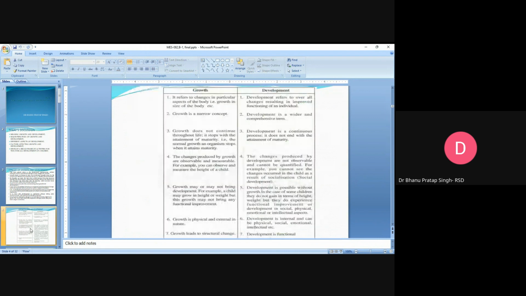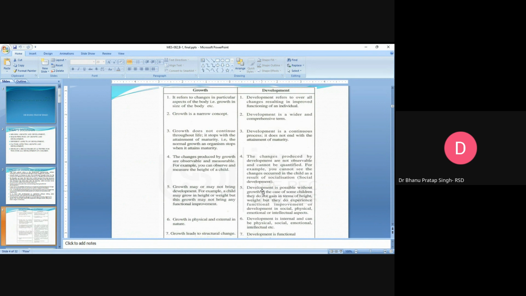So this is the basic table differentiating between growth and development. We will take them simultaneously. First of all, growth refers to change in a particular aspect of the body, that is, growth in size of body, whereas development refers to overall change resulting in improved functioning of an individual. The second difference: growth is a narrow concept, and development is a wider and comprehensive term.